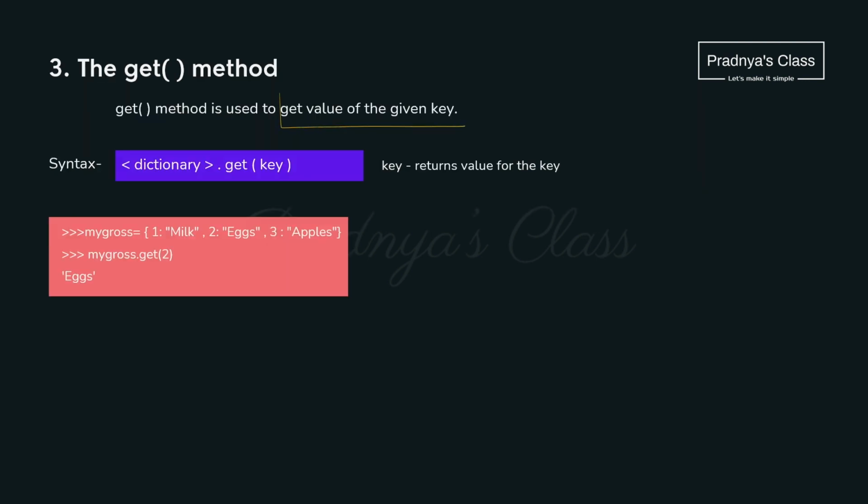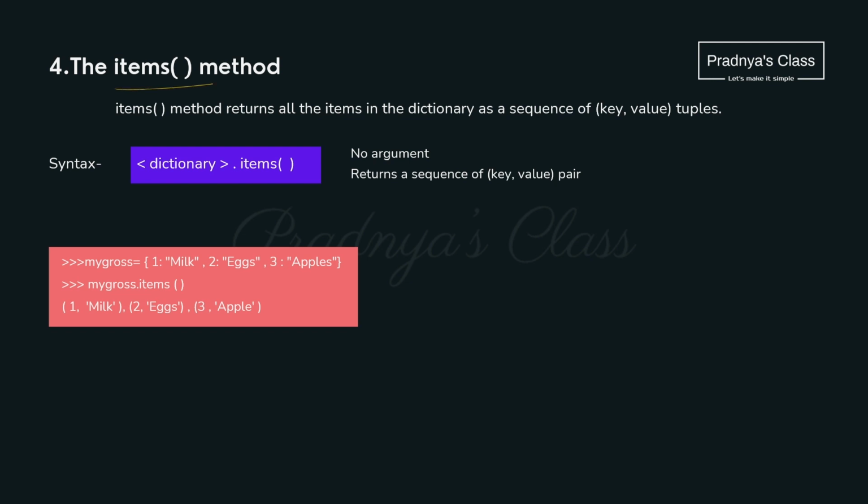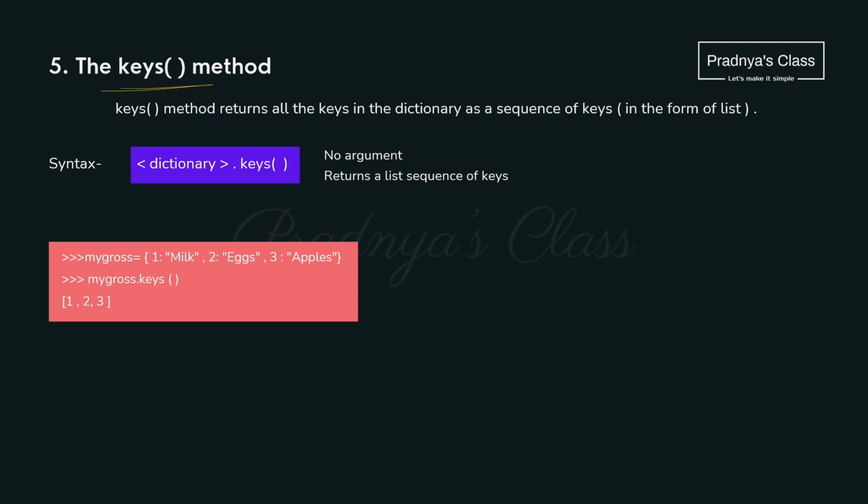If you want to get the value of a particular key, then you can use get method. Look at the example. With get(2), you will be getting the value of the key 2. The next method is items. Items returns all the items in the dictionary as a sequence of key comma value in the form of tuple. Look at the example. Here is one more important method, that is keys. It returns all the keys of the dictionary. No argument. When we applied keys function, you got all the keys of the dictionary.